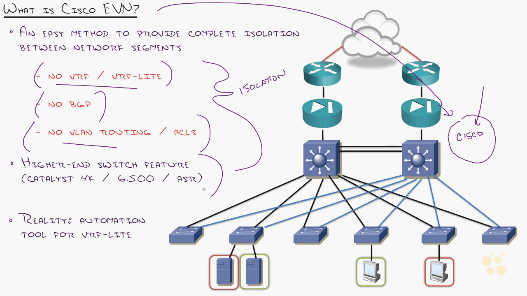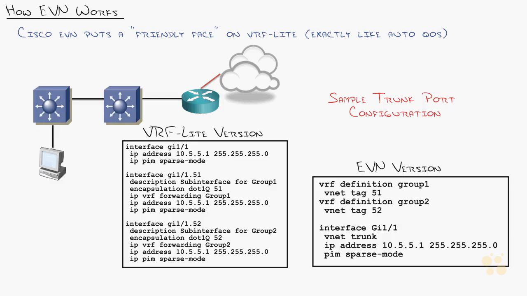So this is a higher end switch feature. So Catalyst 4000, 6000 series, also the ASR router is capable of doing this. And I was saying the reality, essentially what a lot of the marketing kind of hides behind the scene, is this is really an automation tool for VRF Lite. So how does EVN really work behind all the easy buttons and marketing that you will see out there? Cisco EVN puts a friendly face on VRF Lite. Really, VRF Lite is the configuration or the engine behind EVN.